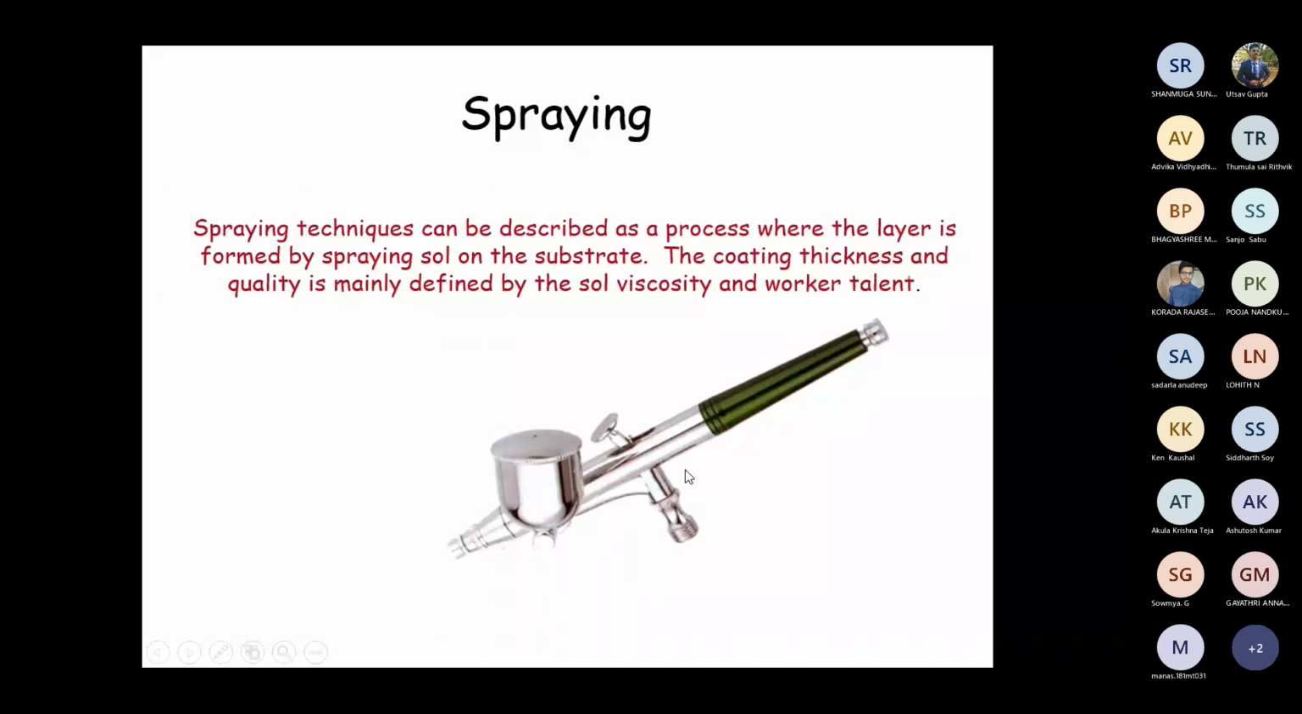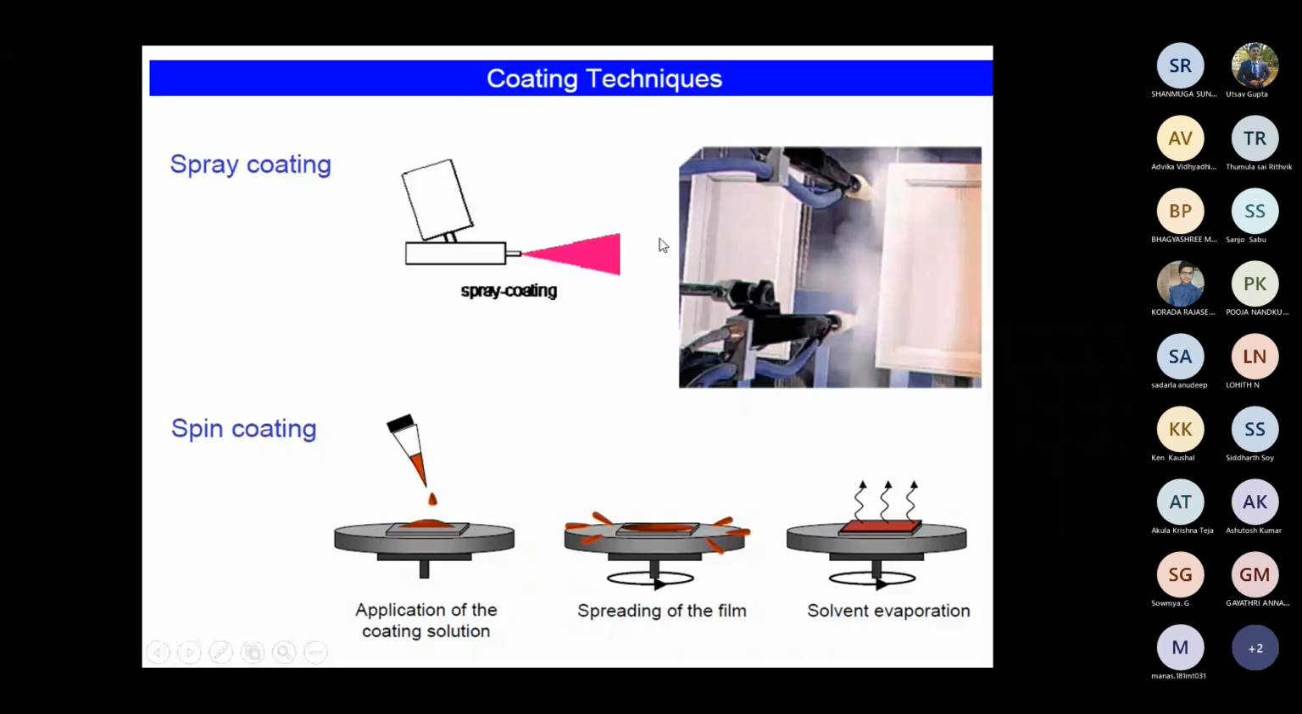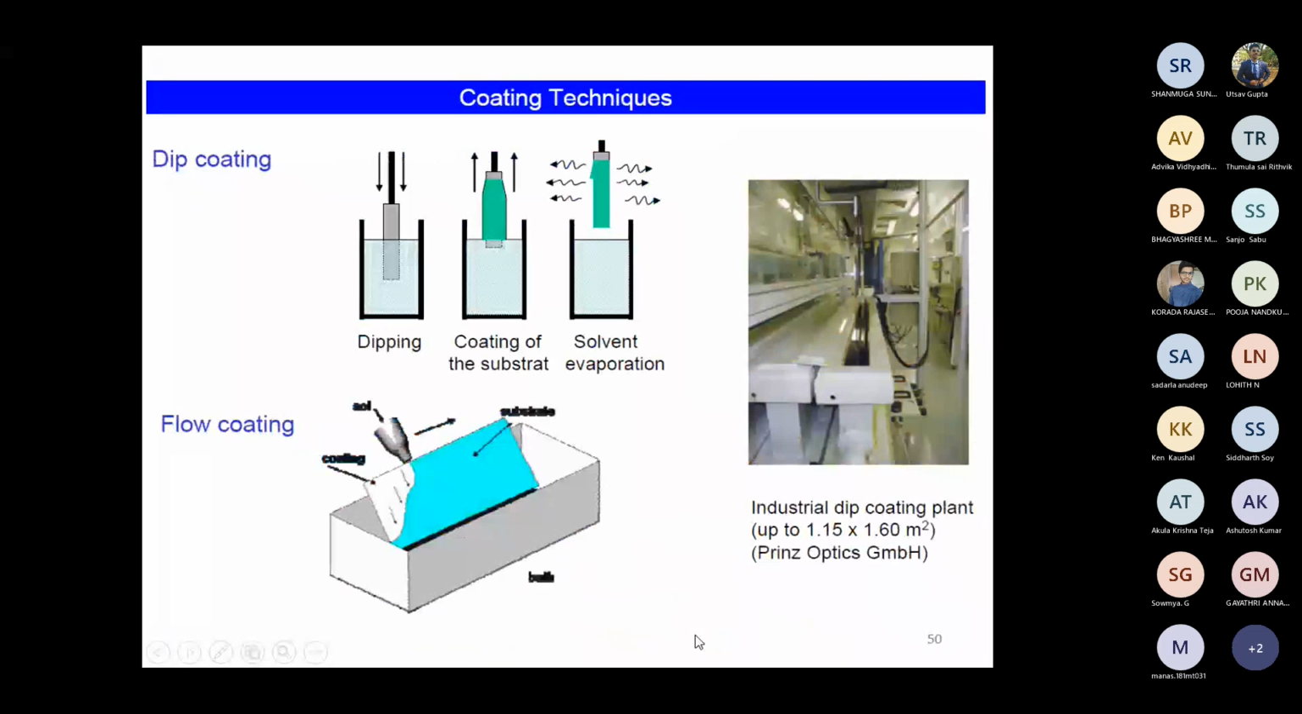Spraying, this is called a spray gun. This is the chamber, the ink reservoir or precursor reservoir. The precursor is put here, and using this gun we can spray the solution. So this is spray coating, and you can see this chamber is being made using spray coating. In spin coating, you can see the application of the coating solution, then the spread of the solution, and finally solvent evaporation. Dip coating I already discussed. Flow coating or glazing is here.